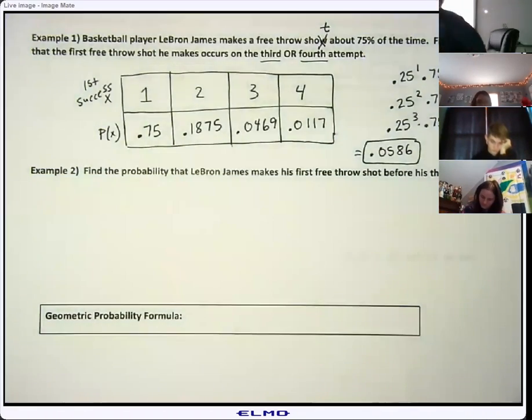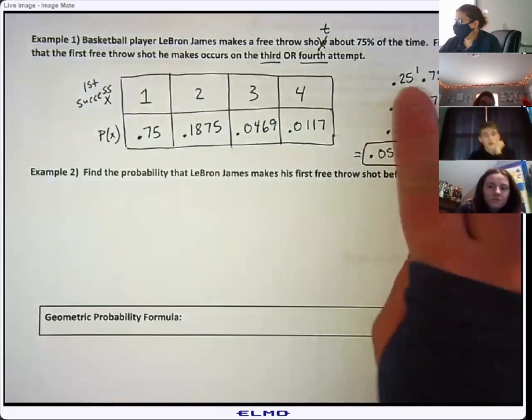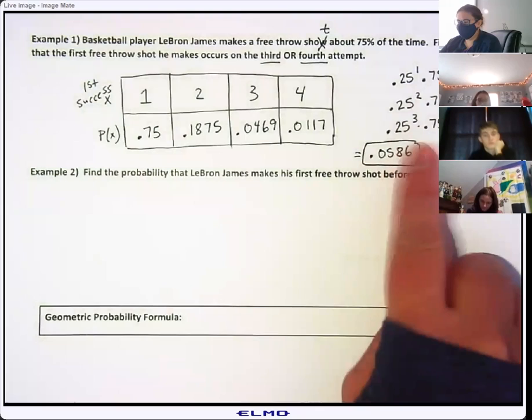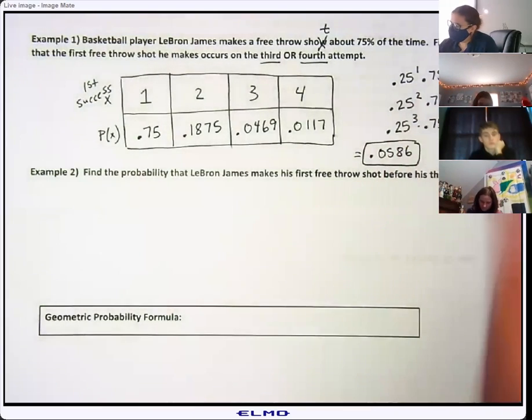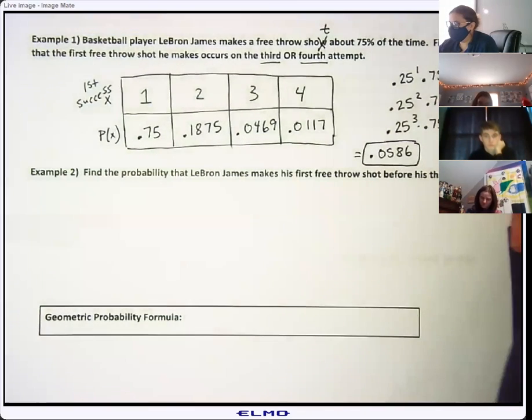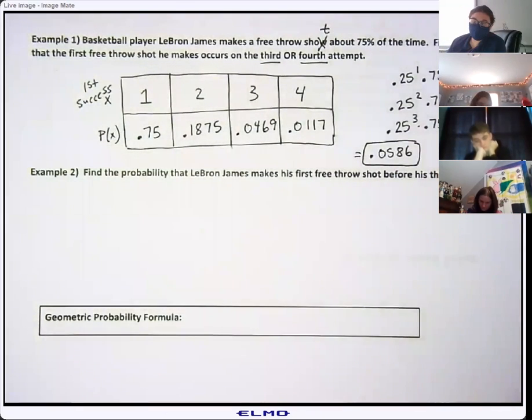So let me talk about it. You see how we did this, right? Think about it in P's and Q's. Which one's the P, which one's the Q? Remember, this was when X equaled 2, because we wanted you to fail once and win once. This one was X equals 3. We wanted you to fail twice and win once. This one was X equals 4. We wanted you to fail 3 times and win once. So the question is, what's the formula?